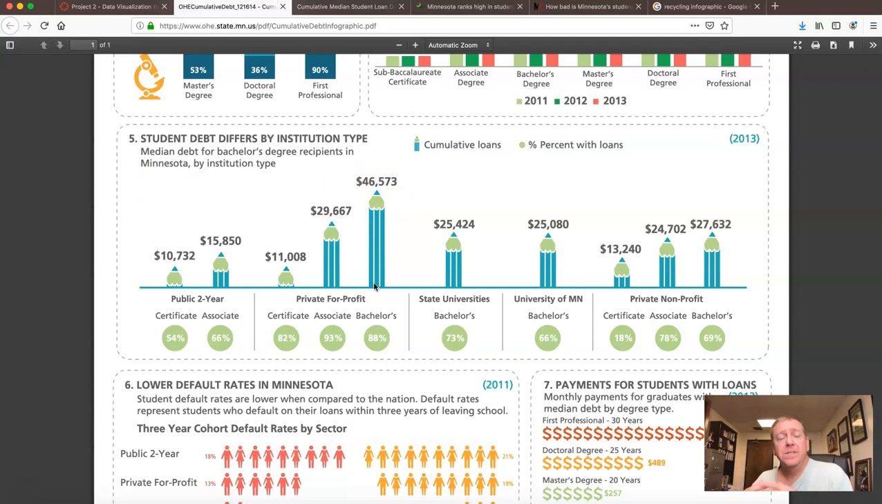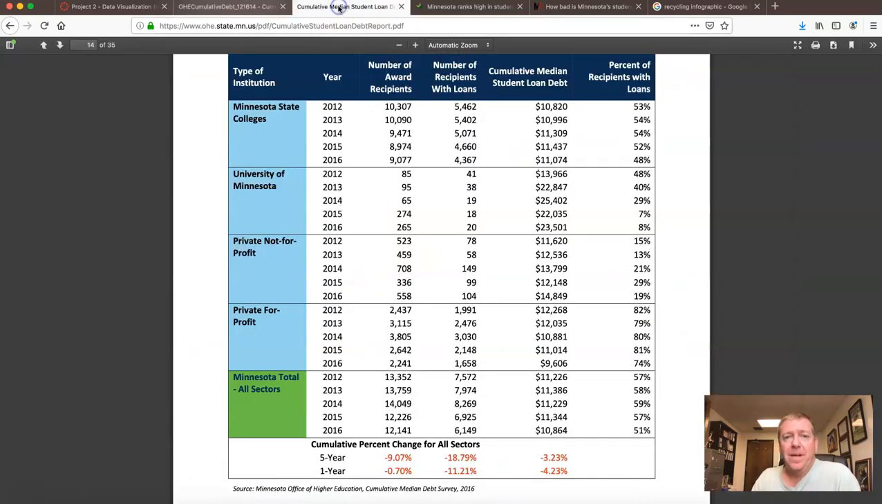So that helps frame the message for us. It helps us quickly understand that if somebody's going to a private for-profit college for a bachelor's degree, they are more than likely to graduate with a much higher level of debt than anybody that goes to a state university or to one of the private, not-for-profit colleges in the state. Okay, we don't get that here. It's the same data and the same information, but it's not easy to find. It's not easy to tell that story here.